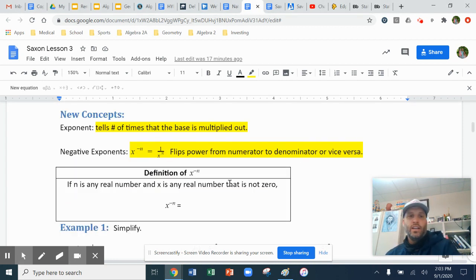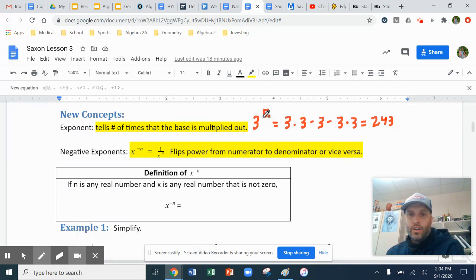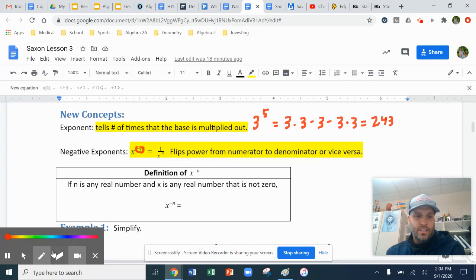Starting out, we'll take a look at our exponent rules. First, we'll define what an exponent is. It tells you the number of times that a base is multiplied out. So for example, if you have 3 to the 5th power, the 5 represents your exponent, and that tells you you're going to multiply 3 five times. So we do 3 times 3 times 3 times 3 times 3, which gives us 243.